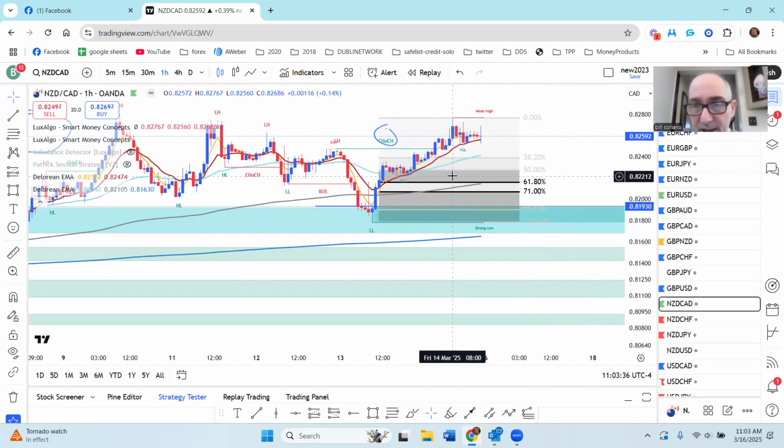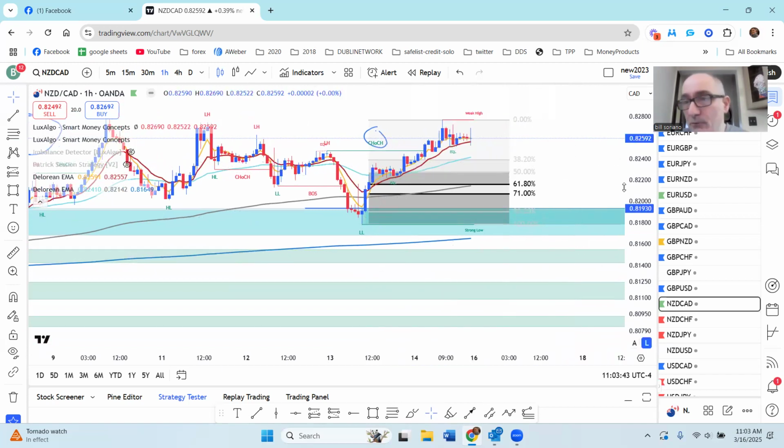To enter from: the 61.8, the 71, or the actual refined 1 hour zone, right? For a buy, it's always the beginning of the refined 1 hour zone. That's where you would enter from, the beginning.